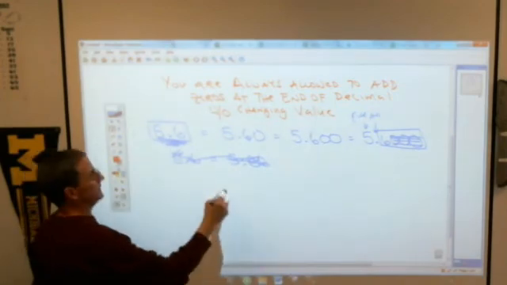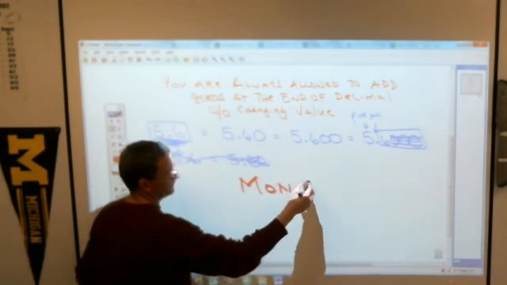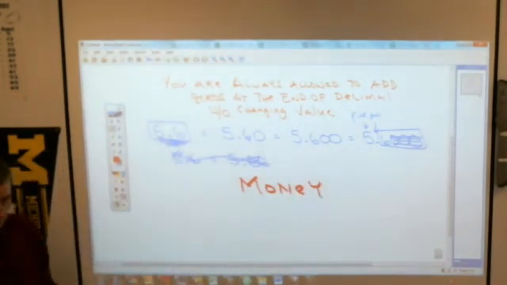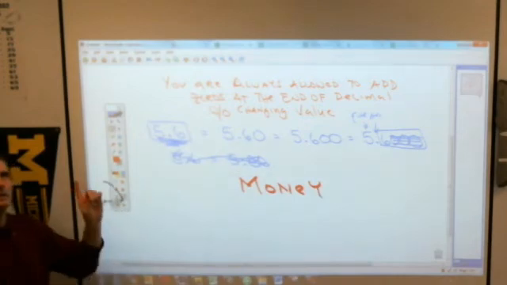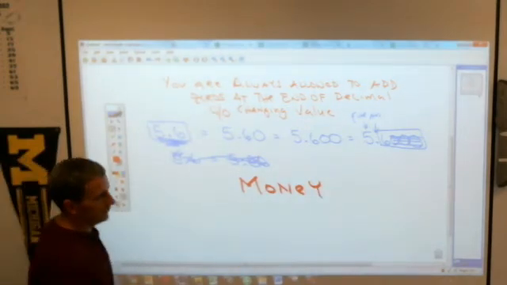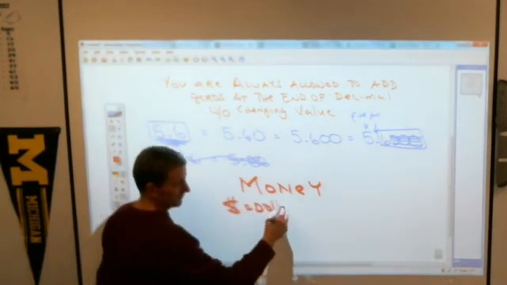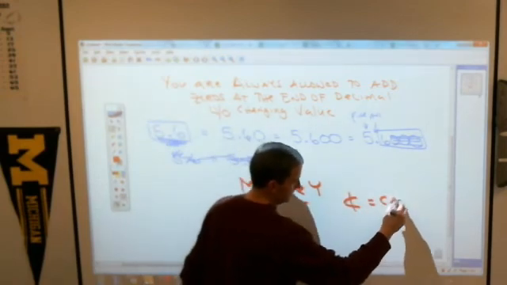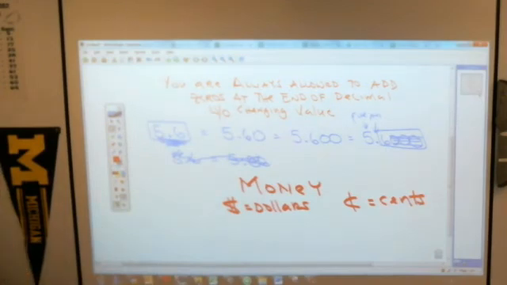Decimals and money. You can talk to Michelle about this, because this is kind of her pet peeve. You have to be careful with money, because we can write money with two different types of money labels. What are the two different money labels? We have this little guy here, which is dollars, and we have this little guy right here, which is cents. You must be very careful with whichever label you're using.